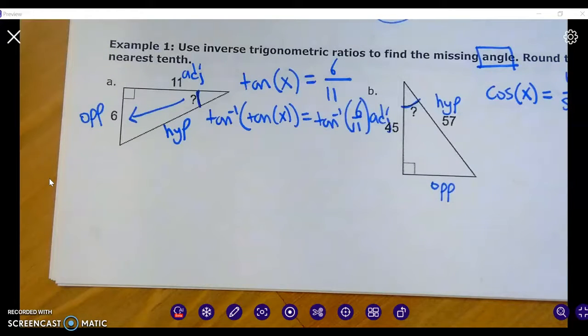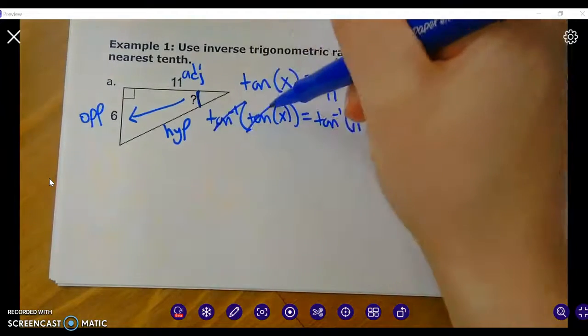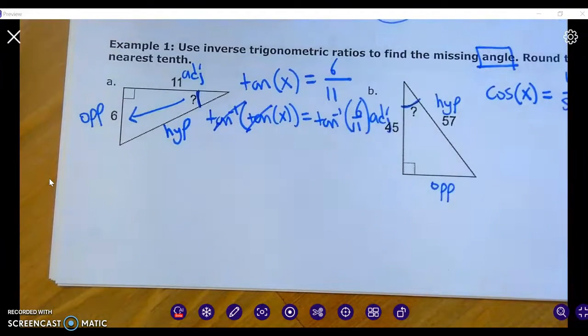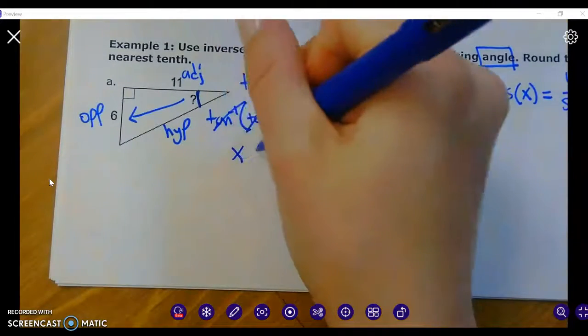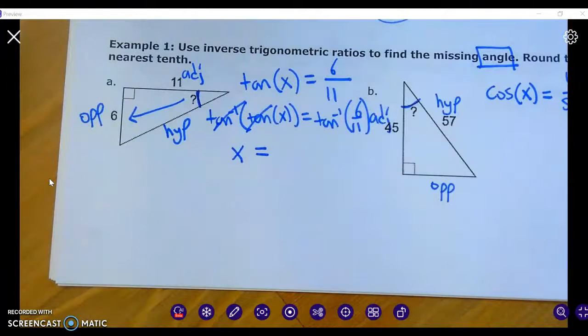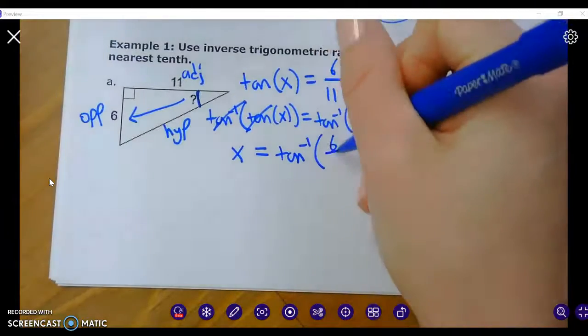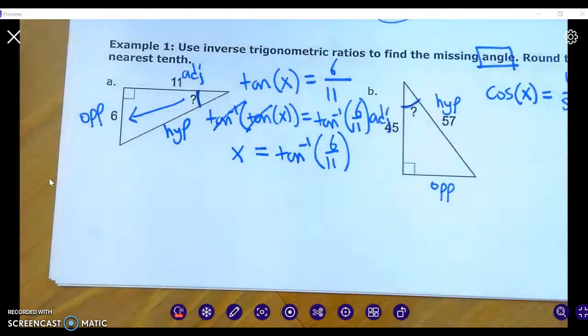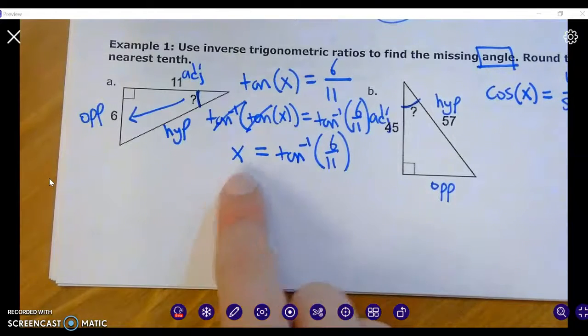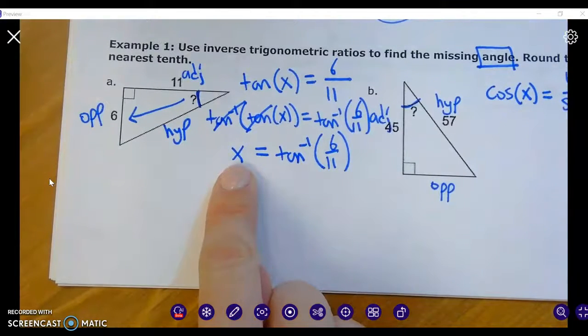Okay, so the nice thing that happens with this is now I'm going to cross these out because those cancel each other out. So all we have is x equals tan inverse of 6 over 11. Okay, so kind of like with the sides, once your variable is by itself, you are ready to use that calculator to get your answer.